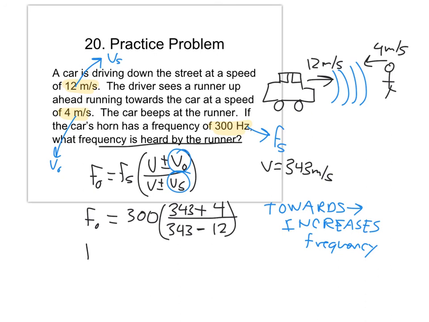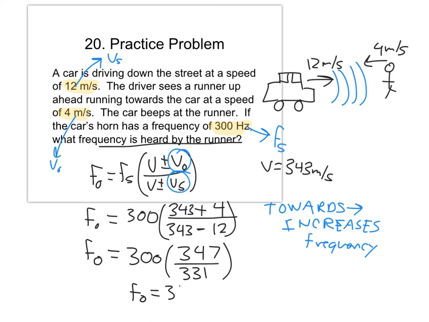And so we have the frequency observed is going to be equal to 300 times 347 divided by 331. And when we go ahead and solve that problem for the frequency observed by the runner, we end up finding that the runner will observe a frequency of 314.5 hertz, even though the source is emitting a frequency of 300 hertz.